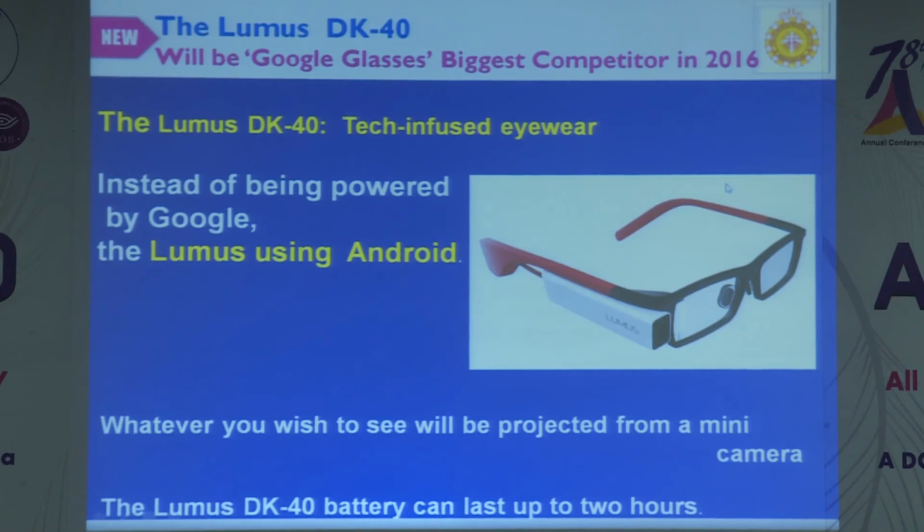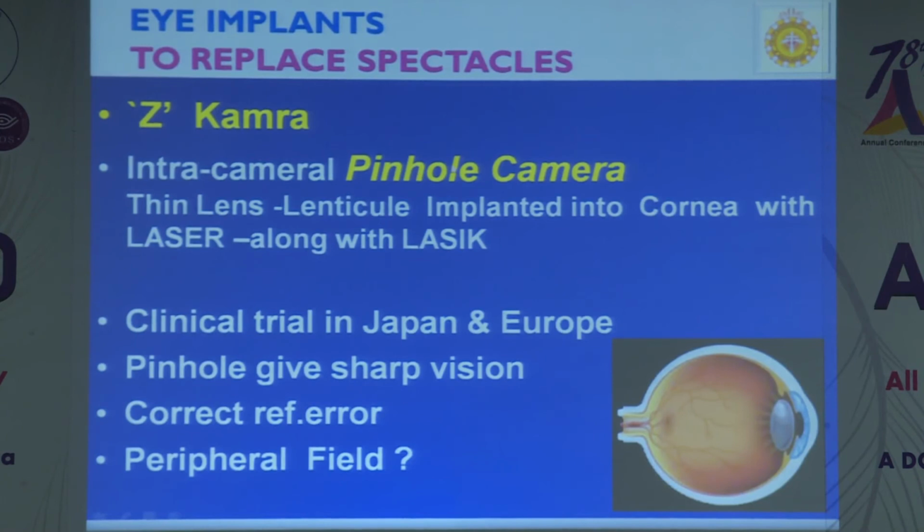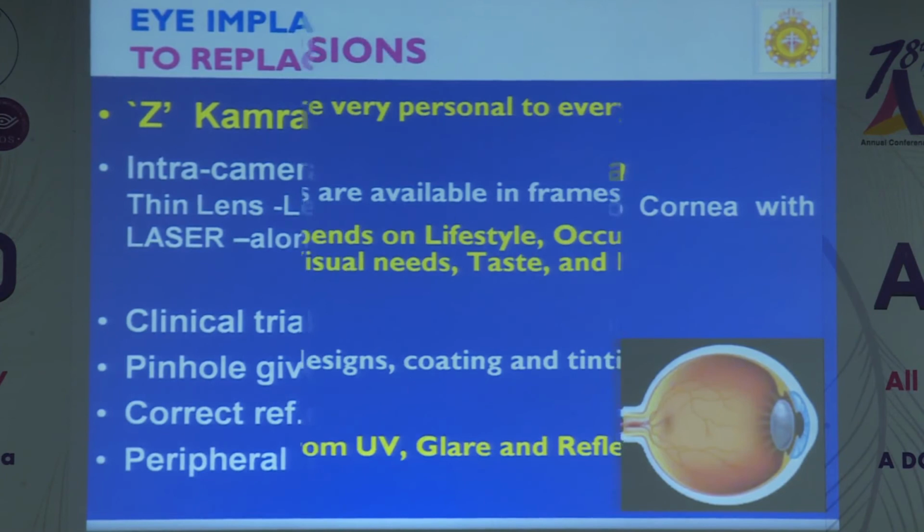Then now along with LASIK and everything, you can put a camera inside the cornea, in lenticule form. It is coming. So not only myopia, it will correct your presbyopia also. That's called the ISET camera. That's also coming.